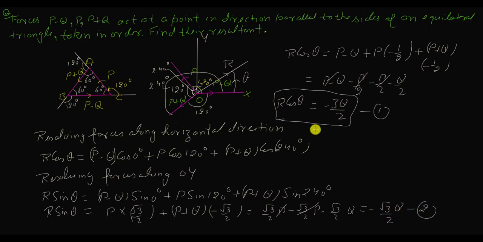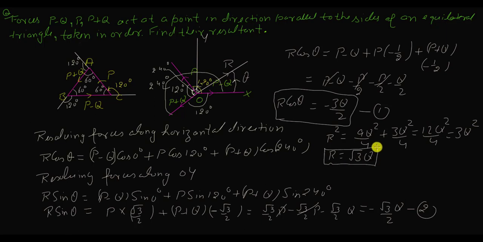Squaring and adding 1 and 2, we will get R square is equal to 9 Q square by 4 plus square of this will be 3 Q square by 4. It will be 12 Q square by 4. It will be 3 Q square. So R will be root 3 Q. So this is the magnitude of the resultant.